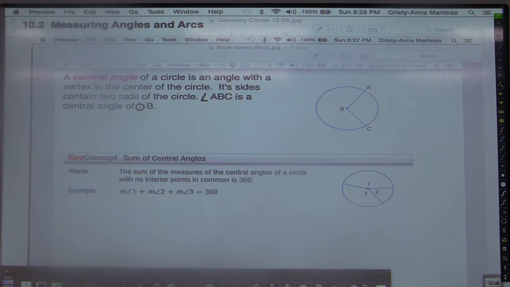Hello there, this is a geometry video. It is chapter 10, section 2, and today we will be discussing measuring angles and arcs in circles.